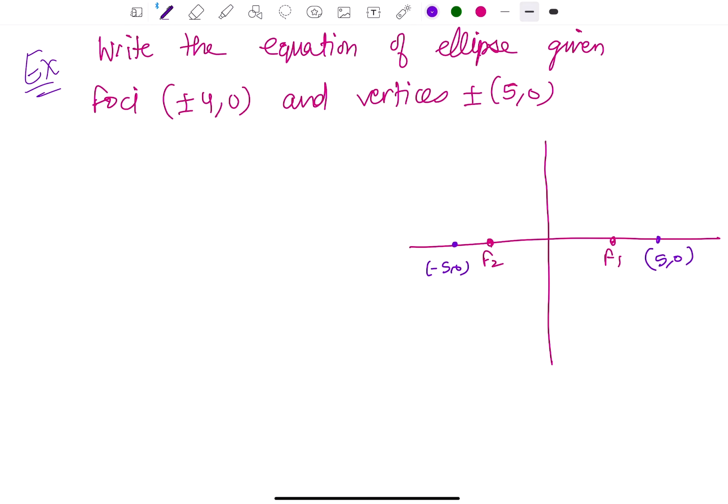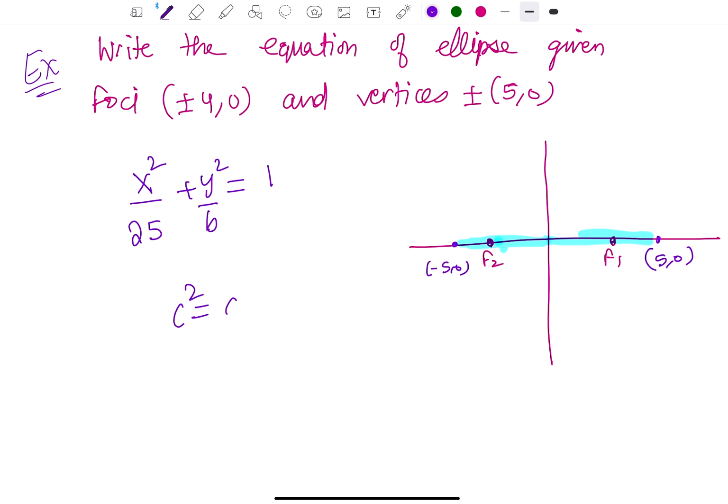Right, so x-axis is the major axis: x squared plus y squared equal to 1. And along the x-axis, I'm going 5 units to the left and 5 units to the right from the center. So I would be at x squared over 25 plus y squared over b squared equal to 1. That's my equation in this case, but I need to find the b.